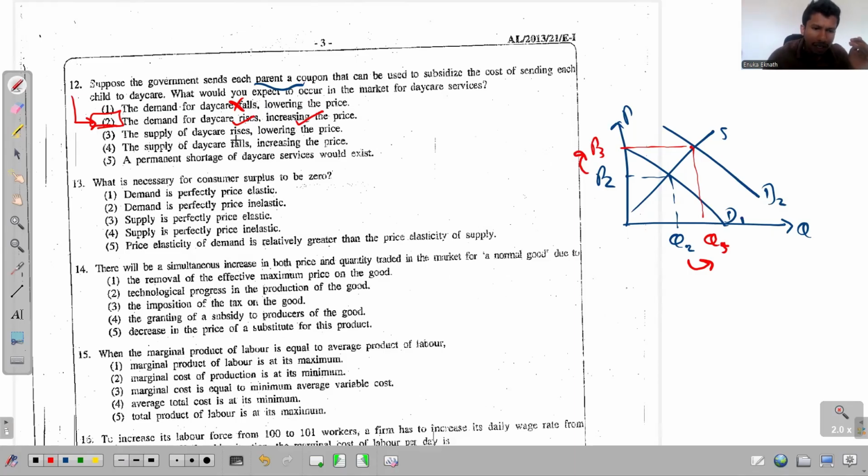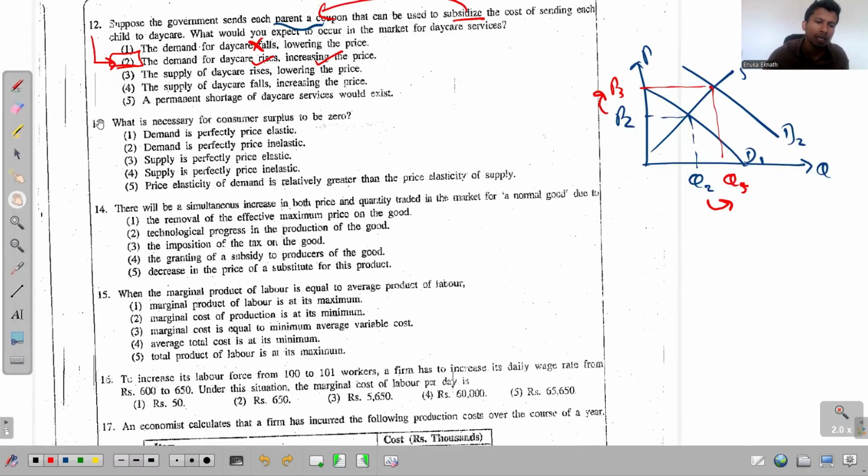The supply of daycare rises. No, this time this subsidy is offered to the parents. If not, the subsidy is offered to the consumers. Nothing happens to the supply curve. The fourth one, the supply of daycare falls. Again, nothing happens to the supply as the subsidy is offered to the consumers. Then the fifth one, a permanent shortage of daycare services would exist. So this is what will happen in the market. Right. And our answer is 2. That's clear. So let's move to the 13th one.